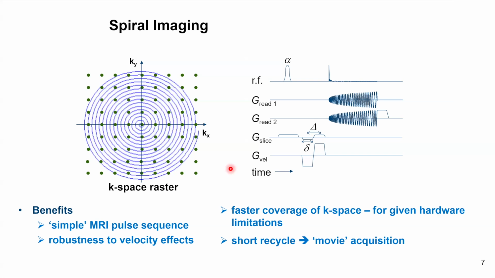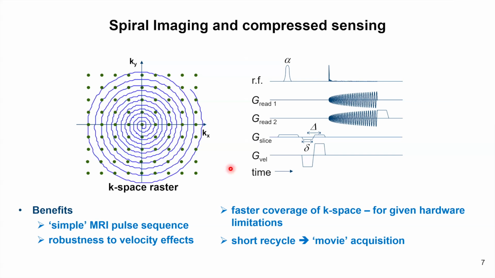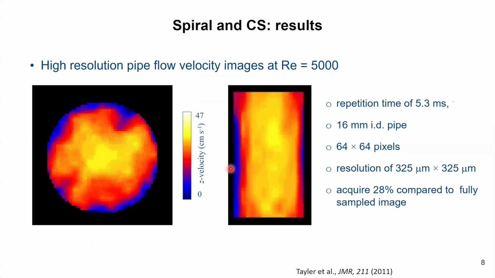Spiral is also very conducive to compressed sensing. So with a variable density spiral here, you can accelerate the acquisition further still. So we've again applied this to flow in a pipe. We're getting imaging times down here just with a single coil of 5.3 milliseconds per image, and that's for a recycle time. So a frame rate of close to 200 frames per second, 188 frames per second.